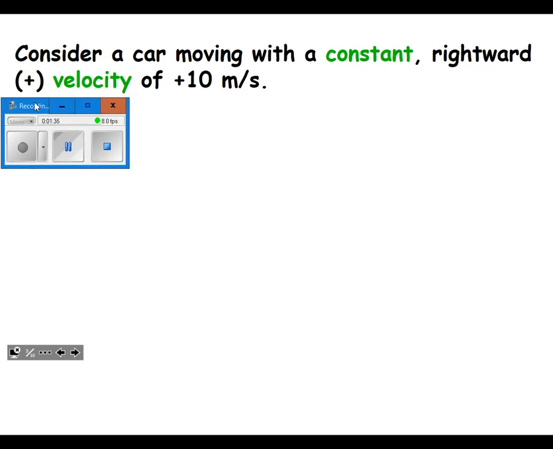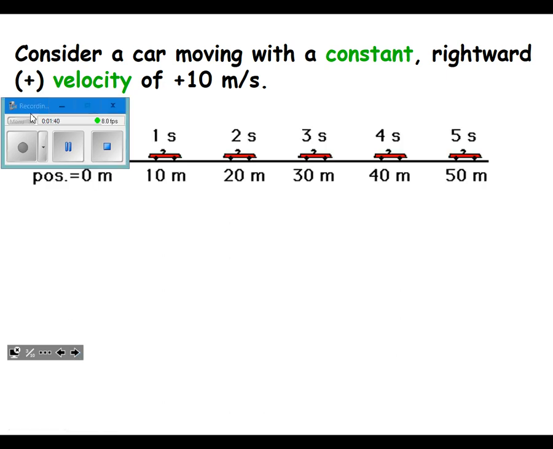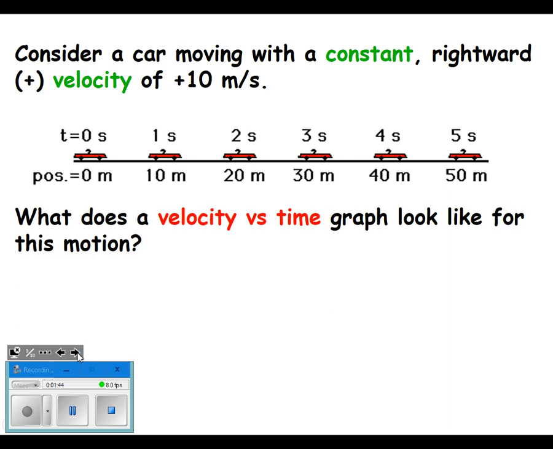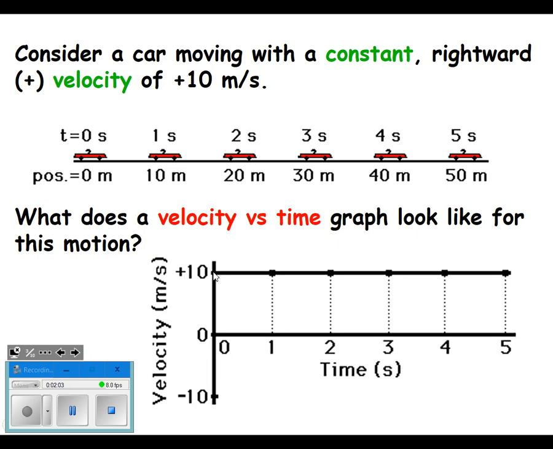Okay, so consider a car that's moving with a constant rightward velocity of a positive 10 meters per second. What does the velocity versus time graph of this look like? Well, it's going constant, meaning I've set the cruise control, so I'm not accelerating. On a distance versus time graph this would be a sloped line, but on a velocity versus time graph, it's going to be a zero sloped line because the velocity is staying the same. So it is zero acceleration.